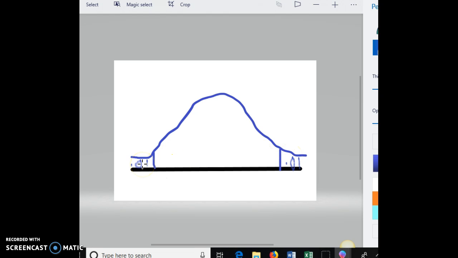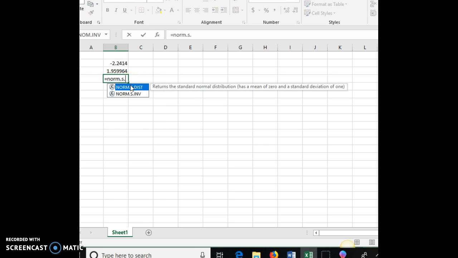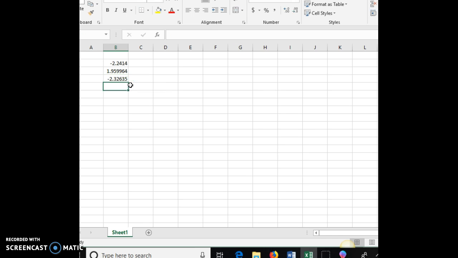So let's look up 0.01 using that same command we've been using all along, equal norm.s.inv 0.01, and that gives us negative 2.32635. And so the other value we're looking for, if we use the symmetry of the curve, is the positive value, 2.32635. And we now have them both.